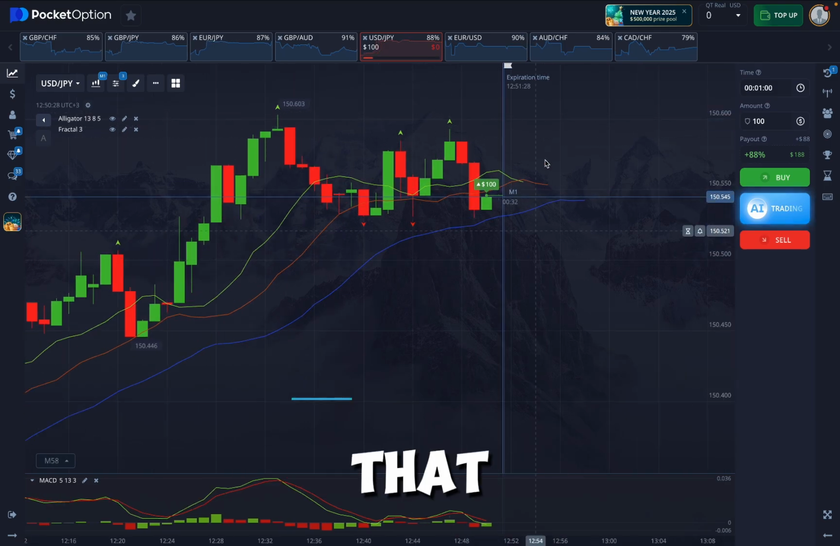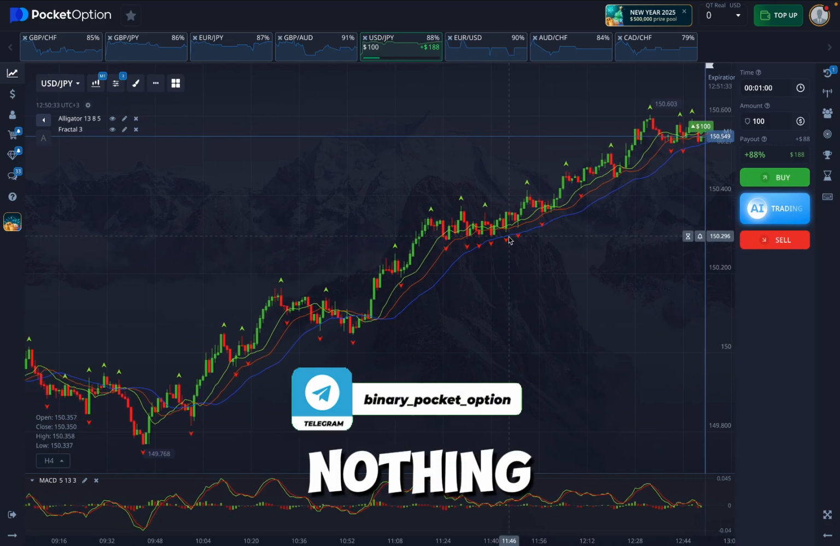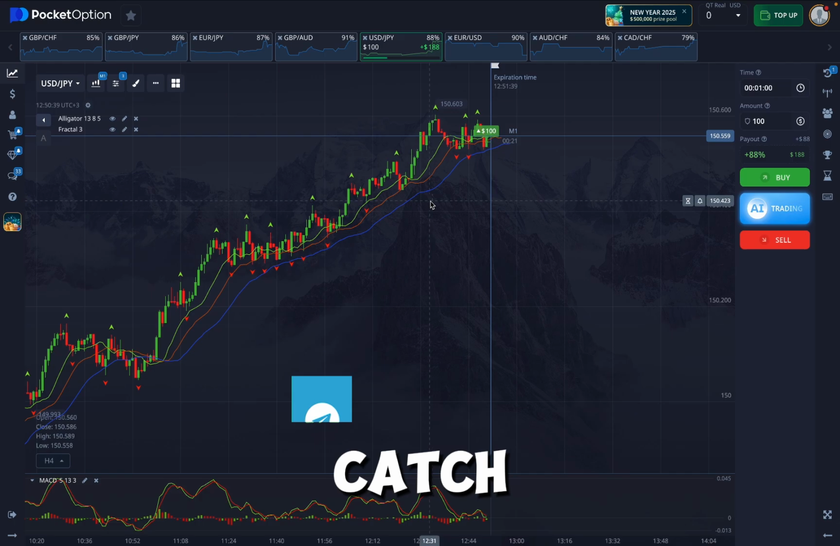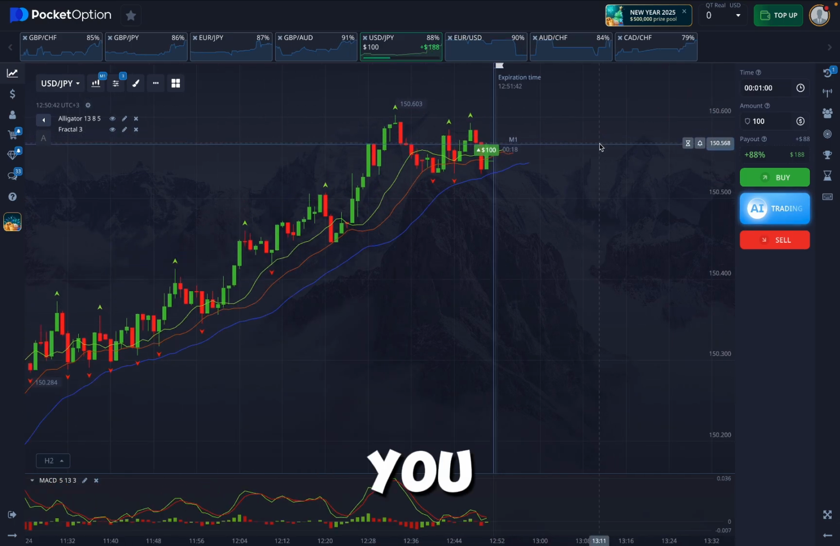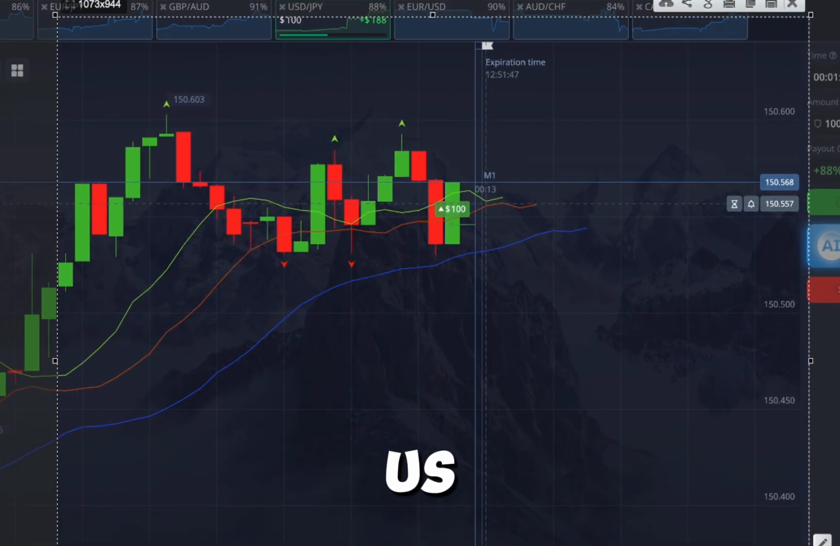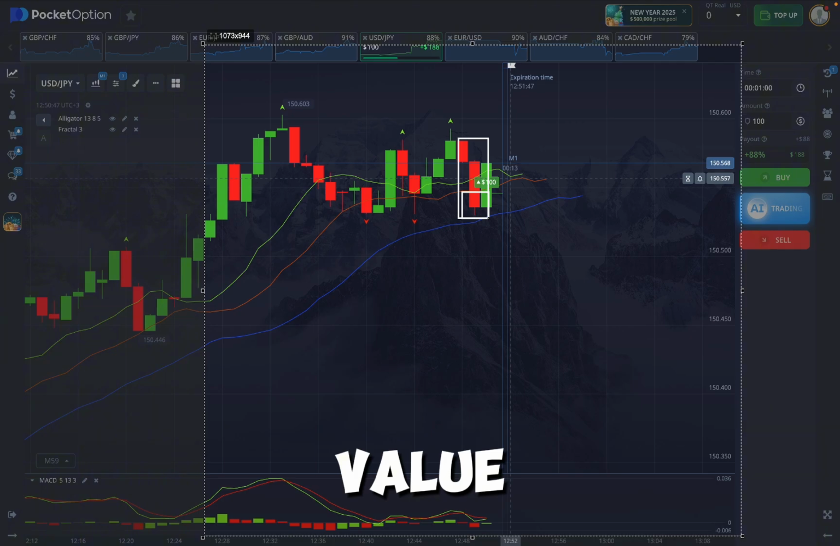So the difference is that the pullback in the dynamics has gone a little bit lower. Nothing scary. In general, it is not always possible to catch the perfect entry point, so you need to add your own analysis. As we can see, the conditions for opening a trade generally suit us, and we see the emergence of rising volumes on the histogram and the crossing of the average value.